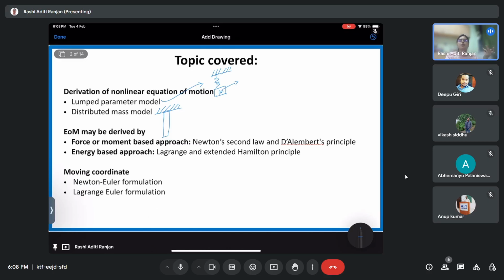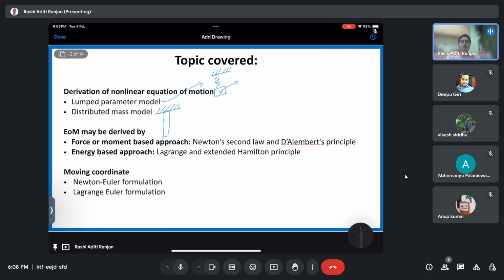So essentially we try to model a continuous body in the form of a lumped model because it is much easier for us to deal with, right? However, the best model is anyway the distributed mass or the continuous model. Now, how would I derive the equation of motion? This is broadly divided into two categories.